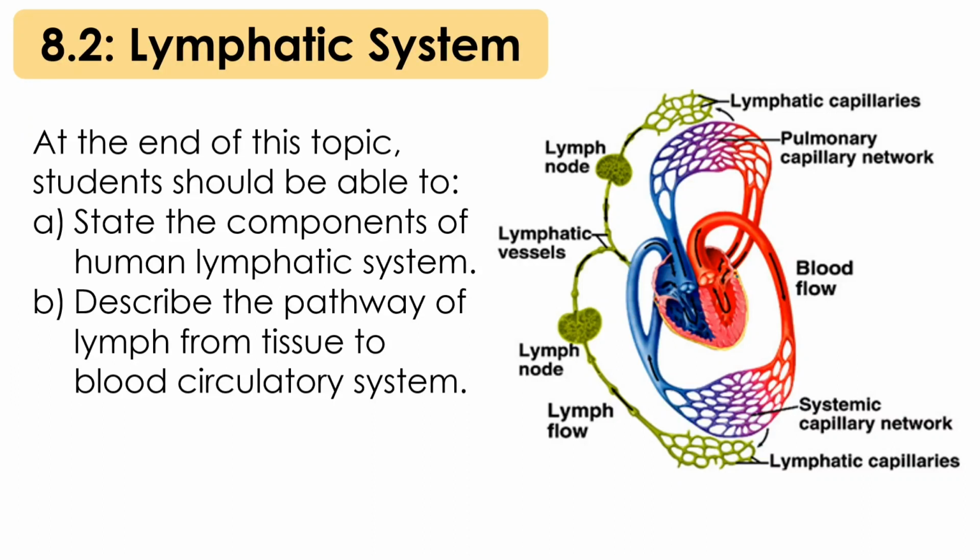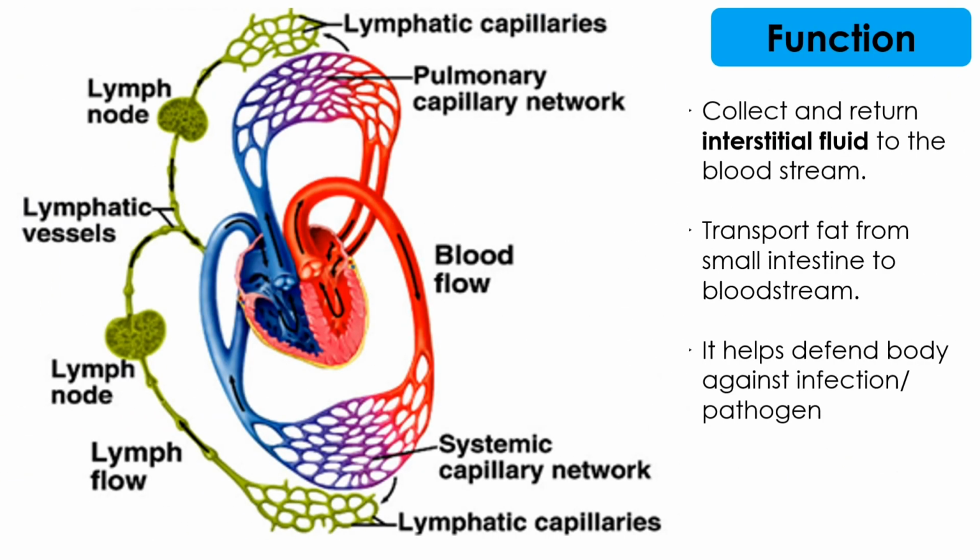In this video, we will discuss another type of transport system in animals, which is the lymphatic system. Unlike the blood transport system, the lymphatic system functions to deliver lymph or lymphatic fluid. There are three main functions of the lymphatic system.